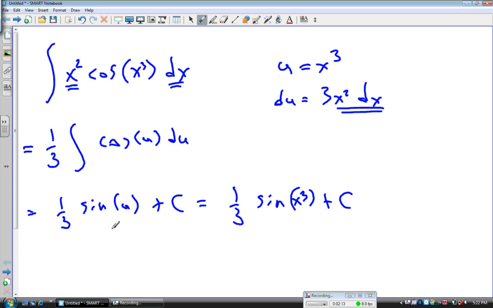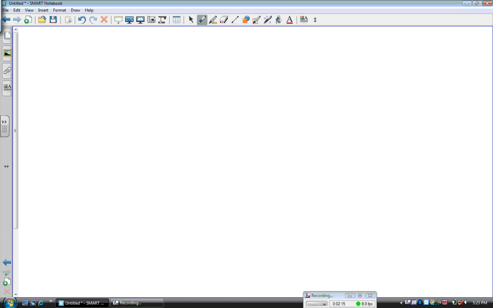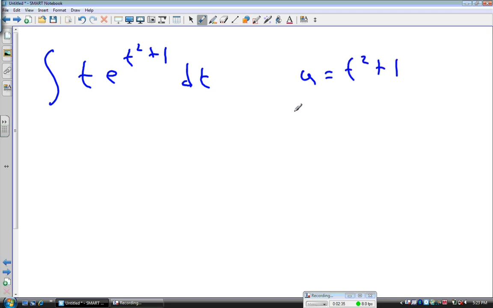I printed out the PowerPoint, so I'm just following the notes from the PowerPoint. Slide 9 says, okay, what's the antiderivative of t e to the t squared plus 1 dt? Well, again, who's the inner function? What's composed of what? Well, it looks like t squared plus 1 is composed with e to the x. So let's let u be the inner function. So du is 2t dt.